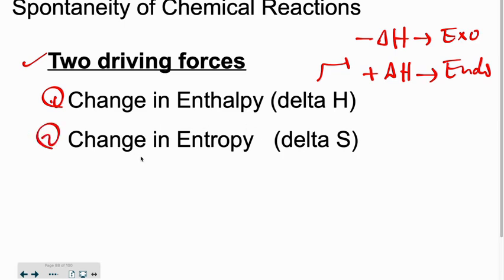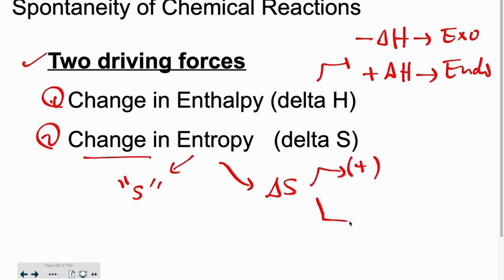And the second factor is change in entropy. Now, entropy is something that you probably have not heard about. The symbol for entropy is S. But we are specifically interested in change in entropy, which is represented by delta S. Now, delta S, like delta H, can be positive or it can be negative. So let's take a closer look at how these affect spontaneity of chemical reactions.